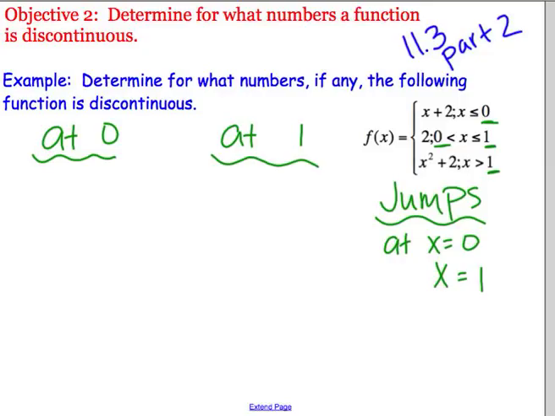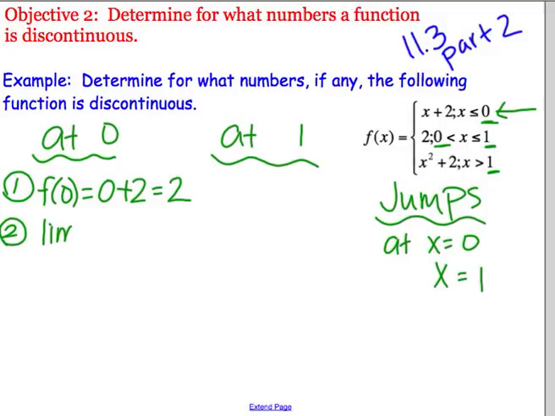Now, we'll go through the process that we learned yesterday, so the 3 steps. Remember, the first step is going to test f of a, so we need to find f of 0. Now, when x equals 0, it looks like I'm using the x plus 2 function. So we'll say 0 plus 2 is 2.